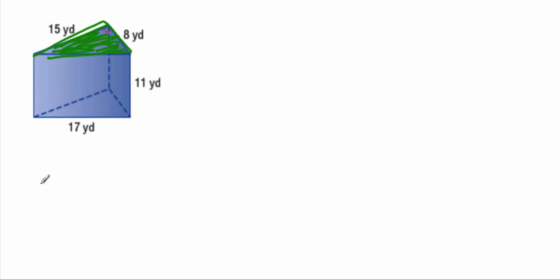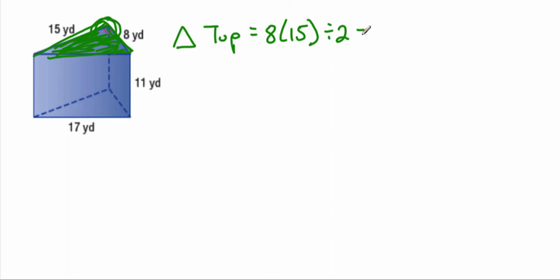So here's my top piece. I'm going to call it the top, but I'm going to mark it as a triangle to help remind me. Remember, for triangles, always look for the base and the height, which ones meet at a right angle. So I've got an 8 and a 15. So 8 times 15, then I'm going to divide by 2. 8 times 15 divided by 2 is 60 yards squared.